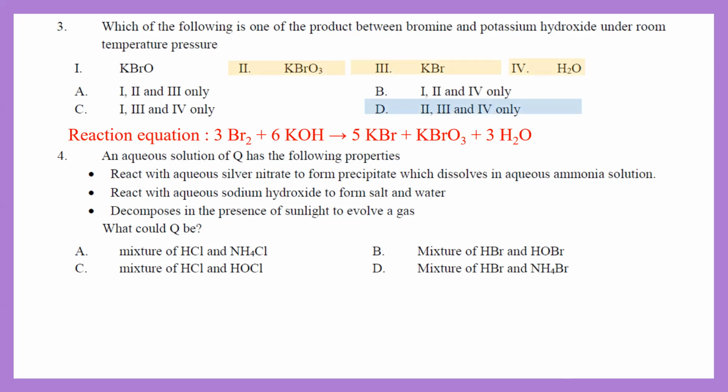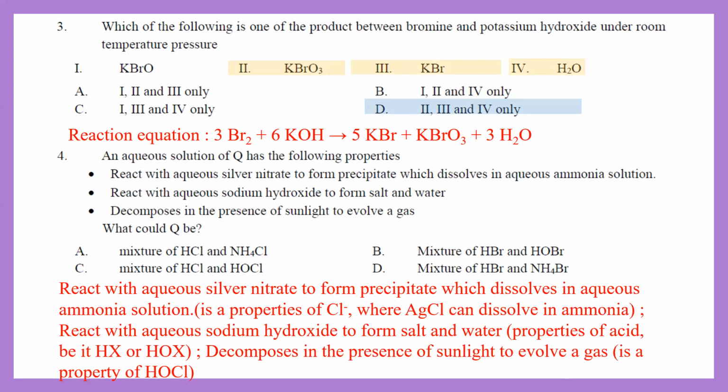Number 4, an aqueous solution of Q has the following properties. It reacts with aqueous silver nitrate to form a precipitate which dissolves in excess ammonia. And then it reacts with aqueous sodium hydroxide to form salt and water. And then it decomposes in the presence of sunlight to evolve gas. So all these 3 are trying to tell you, number 1, reaction with the aqueous silver nitrate to form a precipitate which dissolves in aqueous ammonia is a property of the chloride ion, where AgCl can dissolve in ammonia. Then the reaction with aqueous sodium hydroxide to form salt and water is acidic properties. So it can be HX, it can be HOX. Okay, so A is already wrong. D is also wrong.